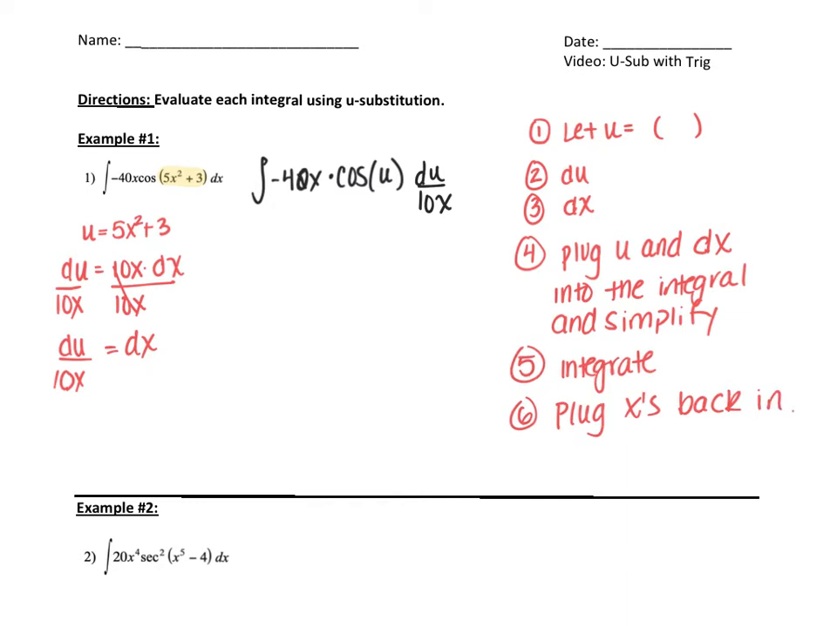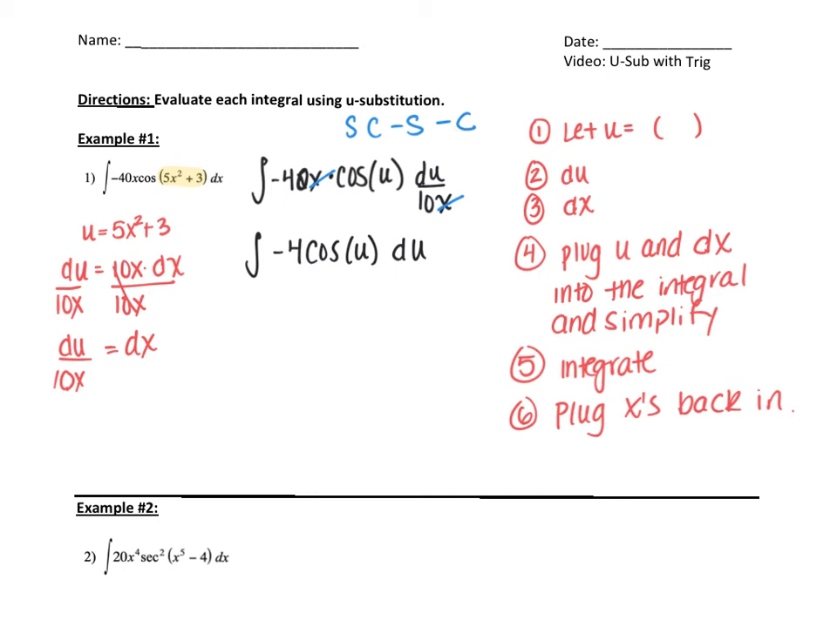So let's simplify this first. I know that I could divide the x's out. They will cancel. I also know that negative 40 divided by 10 will give me negative 4. So I want to integrate negative 4 cosine of u du. Now, you can pull the negative 4 out if you choose to do so. I'm not going to. So remember, we have sine, cos, negative sine, negative cos. So I'm going to treat this as just if it were negative cos.